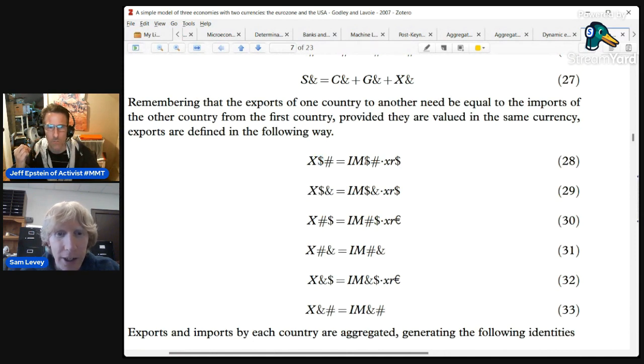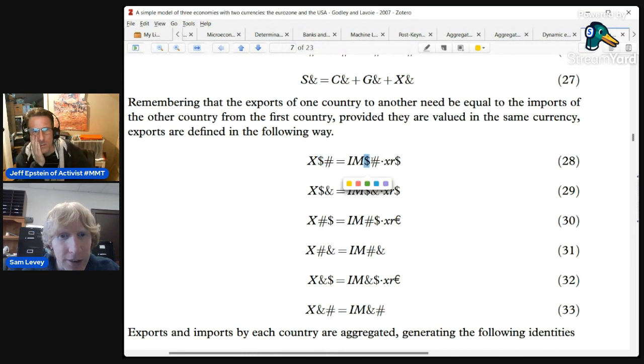No, wait, sorry, imports to the US from hashtag. The convention setup is that the second symbol is the origin, the issuer. So this is imports into the US, and this is exports to the US. They're not different, but it's telling you that these are measured in different currencies, right? This one is measured in dollars. This one is measured in euros. And so these two things are equal to each other once you factor in the exchange rate.